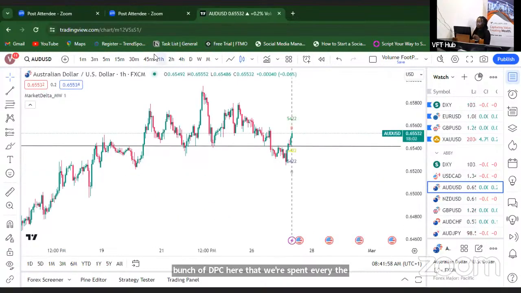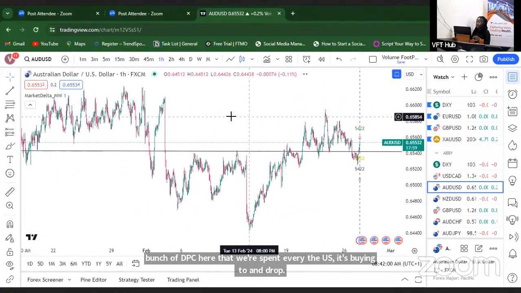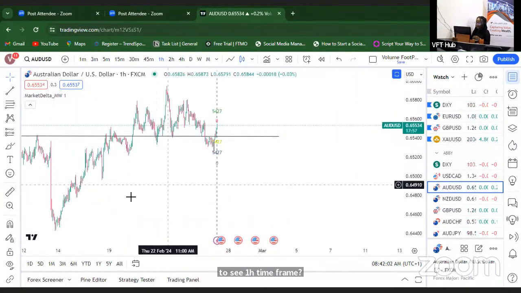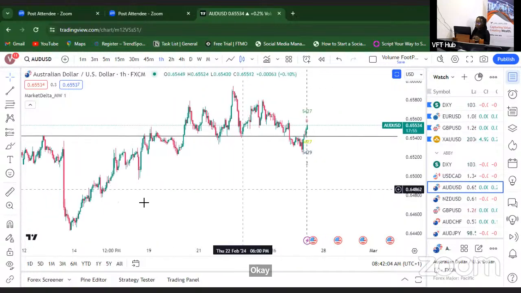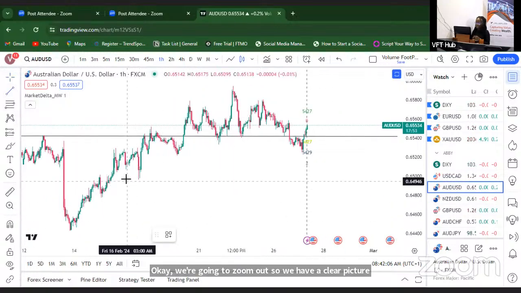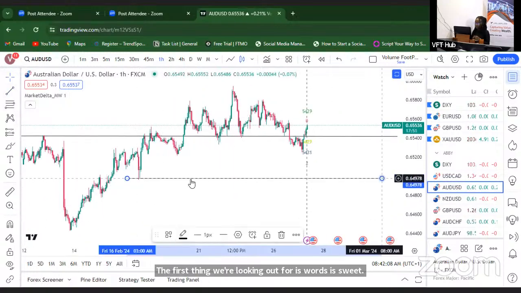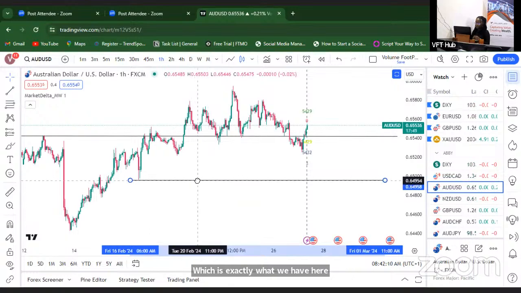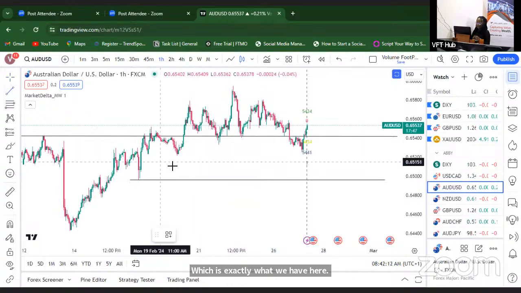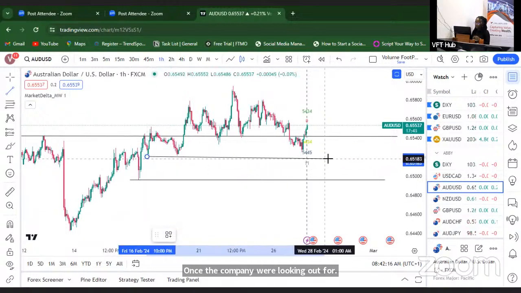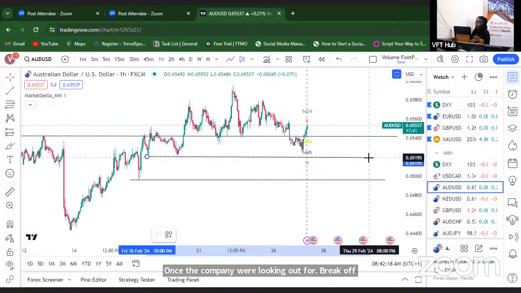What do we want to see on 1-hour time frame? We're going to zoom out so we have a clearer picture. The first thing we're looking out for is what? A sweep, which is exactly what we have here. What's the second thing we're looking out for? A break of structure, which is exactly what we have here.